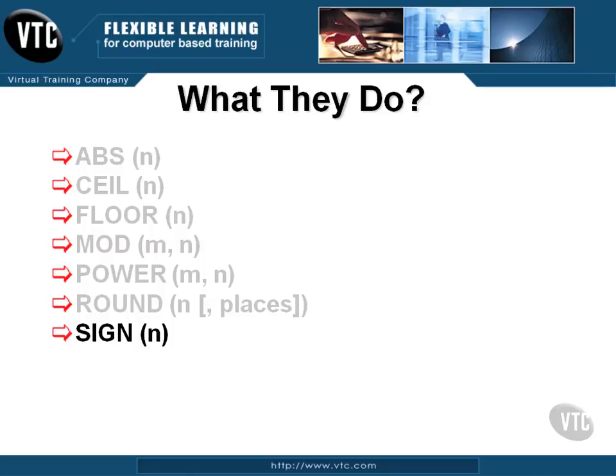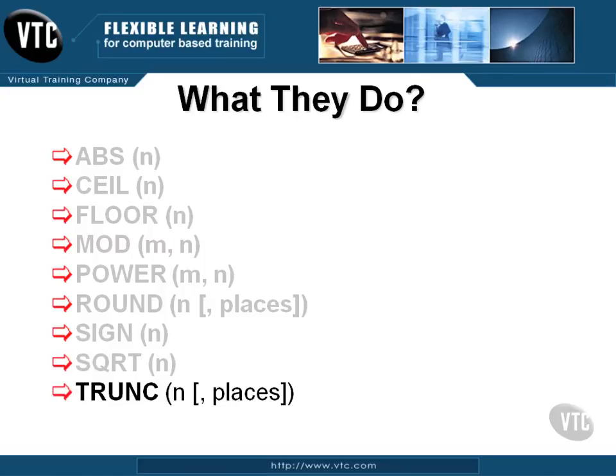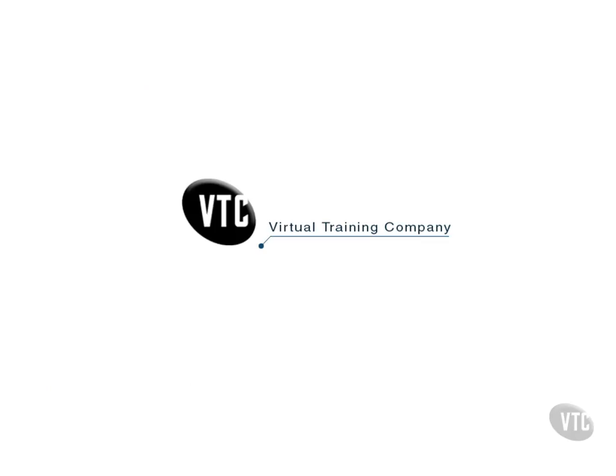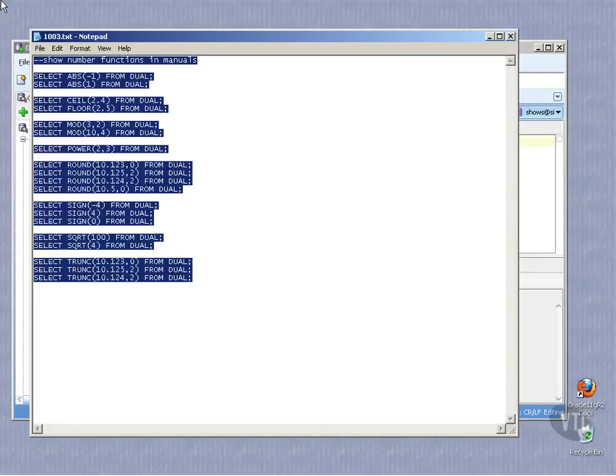A sign gives you the sign of a number. So if the number is positive, it gives you a 1. If it's negative, it gives you a -1. If it's 0, it gives you a 0. The square root gives you a square root of a number. The square root of 4 is 2. 2 times 2 is 4. Truncate will allow you to truncate a number by dropping off decimals without rounding. Those are the number functions. Let's go and look at some examples.